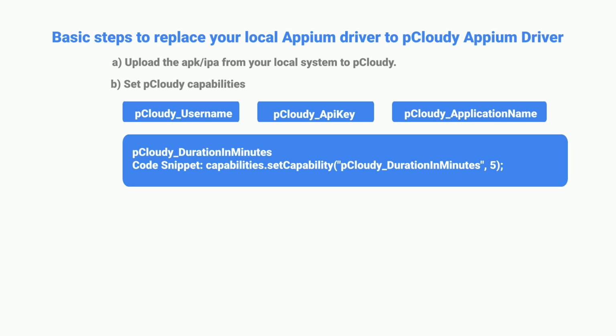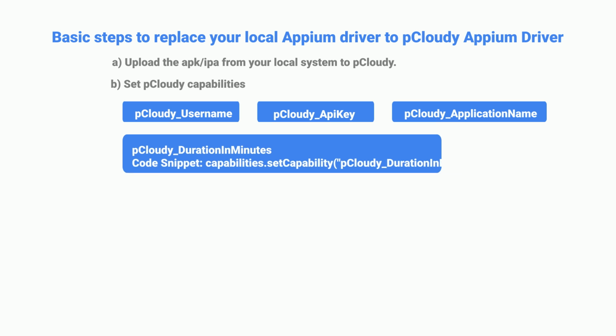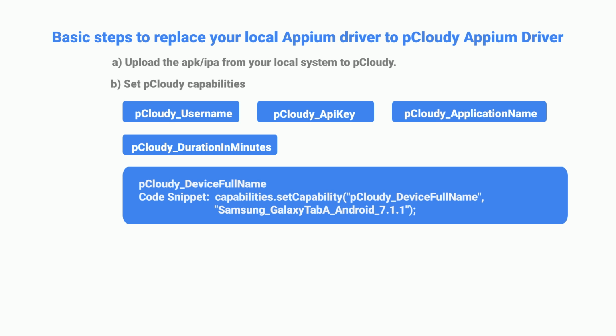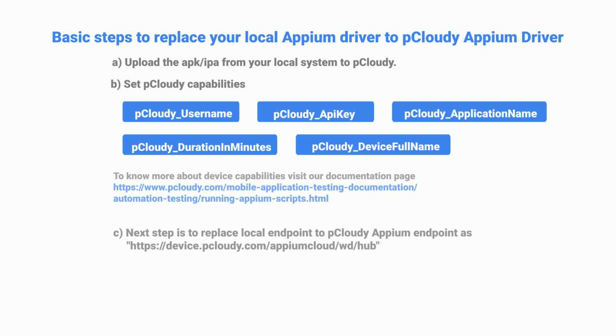pCloudy duration in minutes. Enter the duration in minutes for which you want to run the test. pCloudy device full name. If you know the device manufacturer, device name, and version, then enter the full device name. Next step is to replace the local endpoint with the pCloudy Appium endpoint as in the given web link. And create the Appium driver object and run the tests.